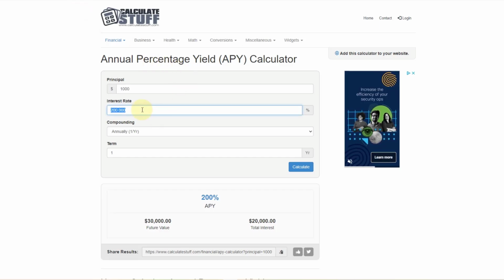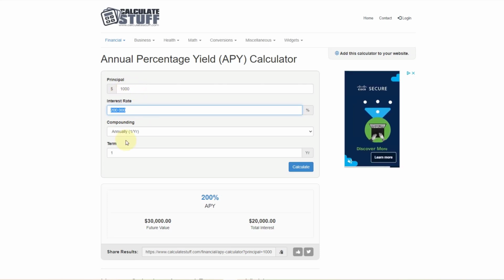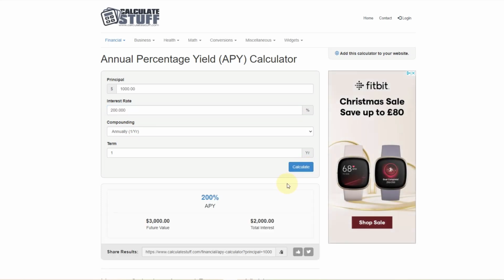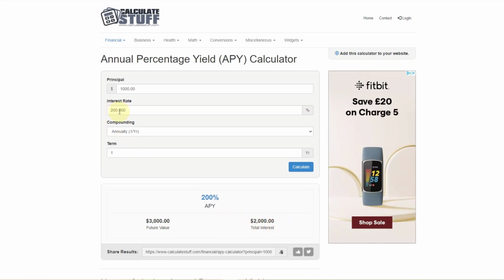But let's just go very conservatively with 200%. Now, if I invest $1,000 and I leave it in there for a year, and after a year I get paid, this is compounding, after a year I get my interest paid out. So what will I have earned? I would have earned $2,000 in interest. Basically, the interest rate is 200%. So overall, what I can take out is $3,000.